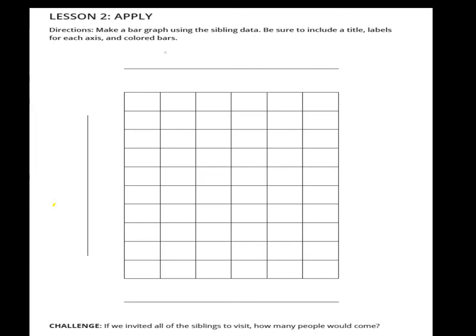Okay, this is the first question in this lesson. Directions: Make a bar graph using sibling data. We will draw a bar graph using sibling data. Sibling means how many brothers and sisters you have. Siblings means brothers and sisters. We call it in Arabic al-ashiqa.